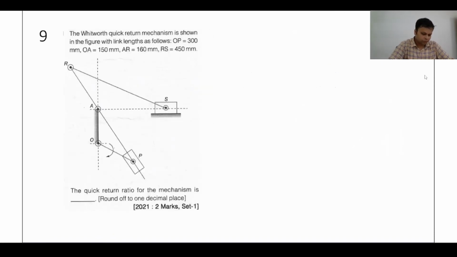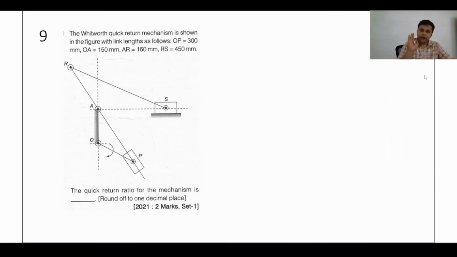Okay. Let us move on to the next question. Again, this is a very fantastic question. Whitworth quick return motion mechanism. This has been asked for the first time in GATE. GATE is trying to ask questions from concepts which have not been asked earlier, so definitely our horizon of studies should become larger. Let us try to solve this question.